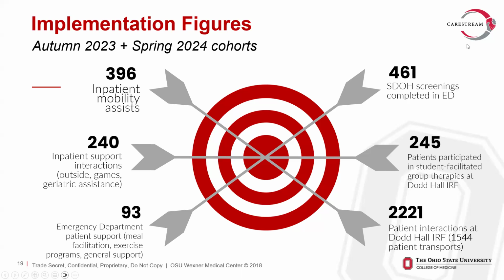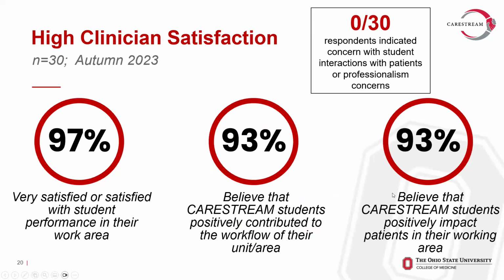So again, looking at this, we have 461 social determinant of health screenings that have been completed. We have greater than 2,000 patient interactions at Dodd Hall, including a little bit more than 1,500 patient transports. So what we found is that this program is highly satisfying for our clinician audience. Really, really positive remarks. Nobody's indicating concerns. We've got a really great relationship with our clinicians.